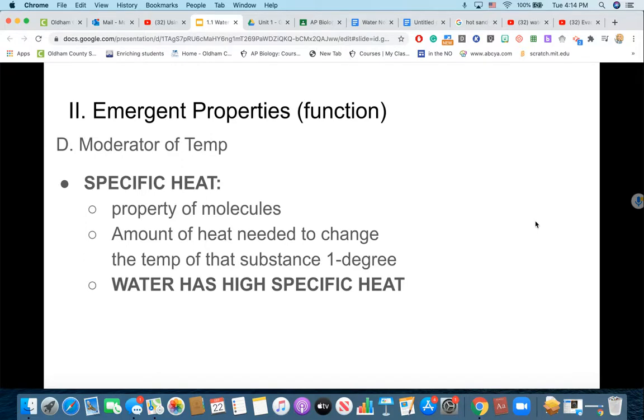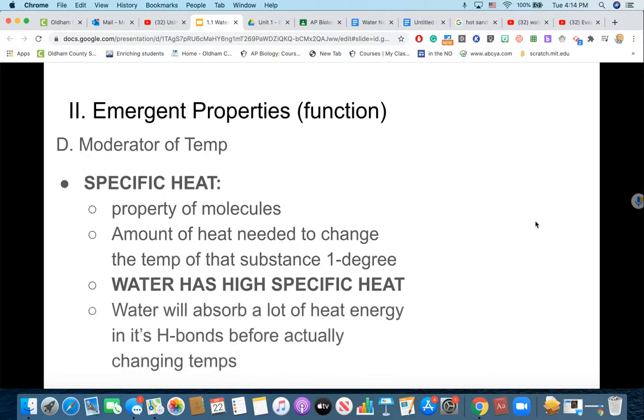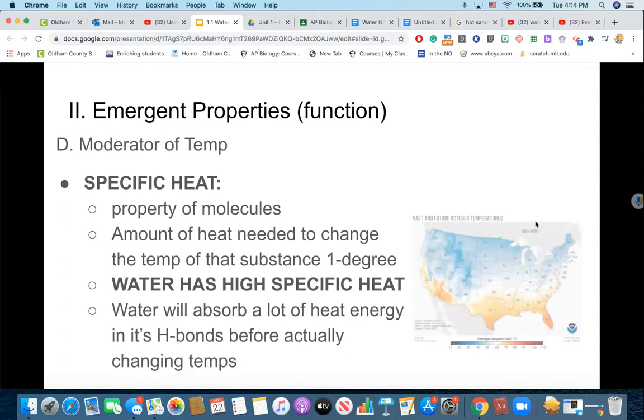It's very, very slow to heat up, and that is because of the hydrogen bonds. So water will absorb a lot of heat energy in its hydrogen bonds before it actually starts to change temperatures. And that is a great thing. I'll give you an example of how and where we see this.